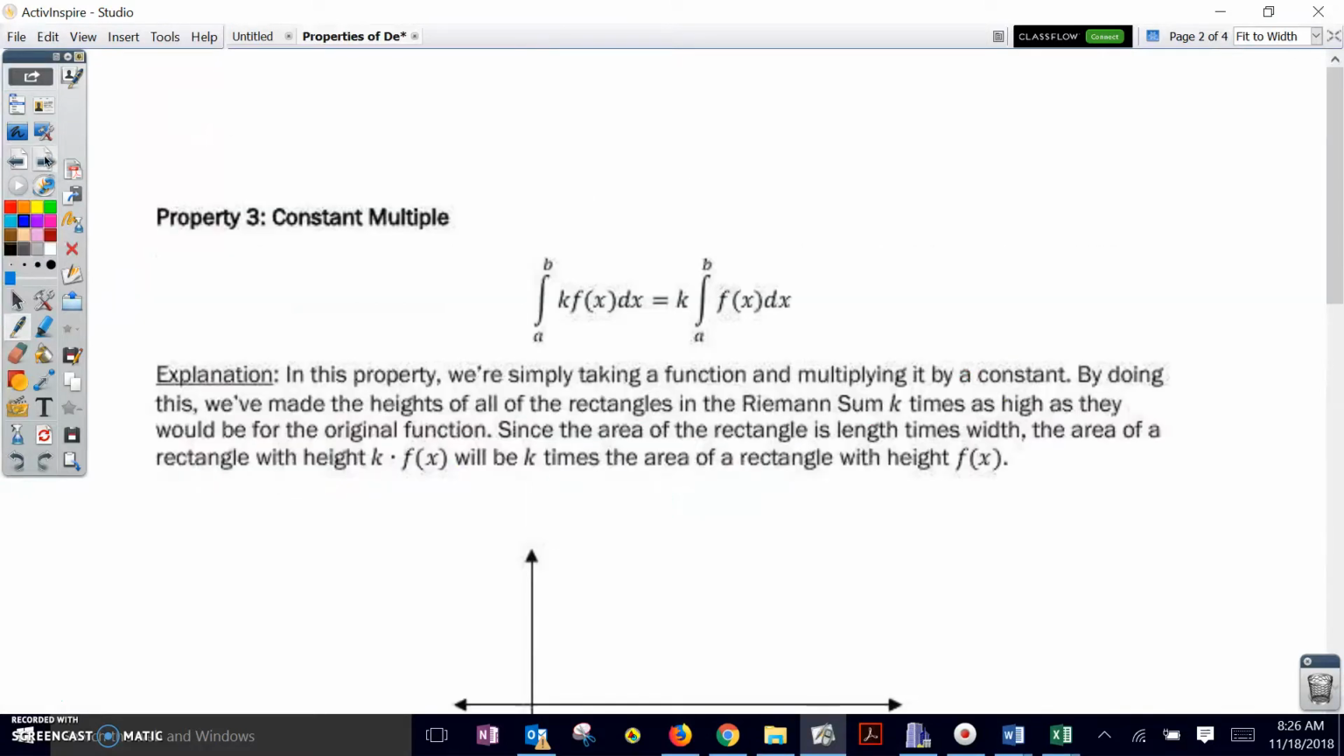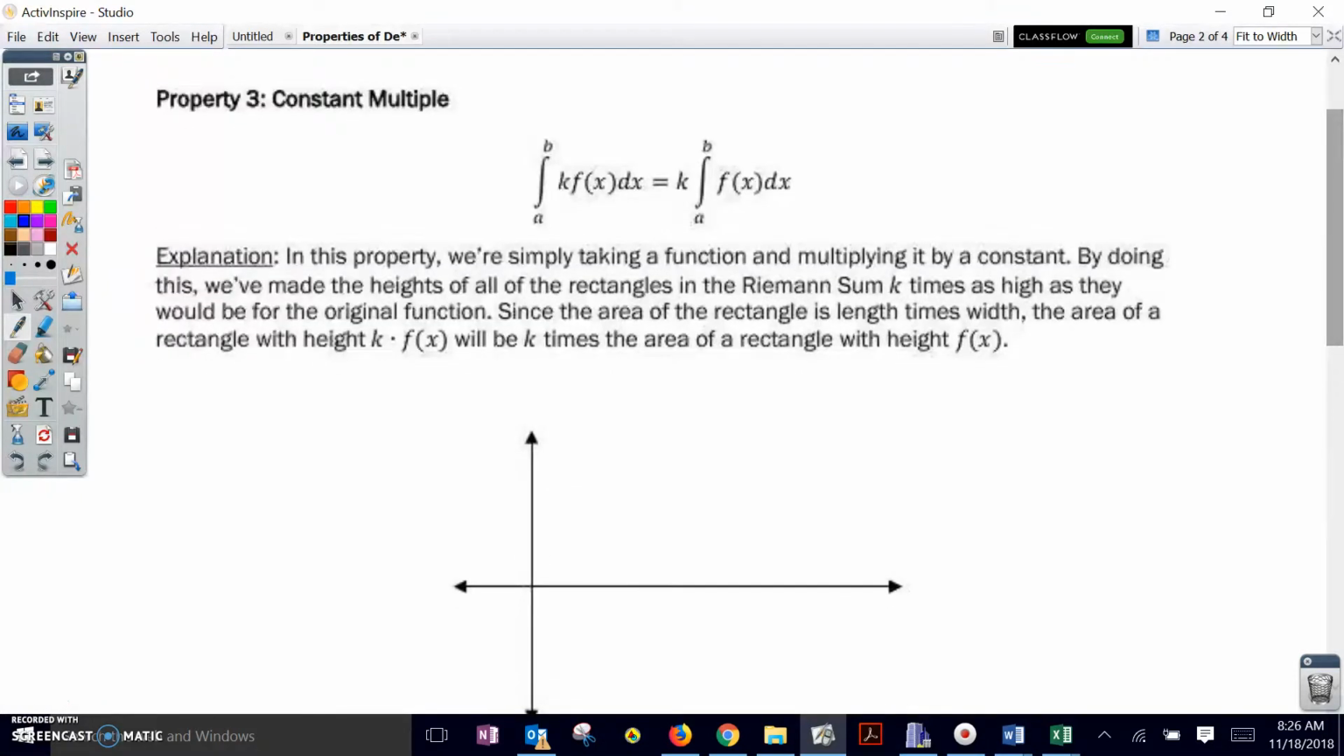Continuing on. Our third property. Constant multiple property. So suppose we have a function f of x, and we would integrate it from a to b. Now suppose we take some constant k and multiply it times that integral.